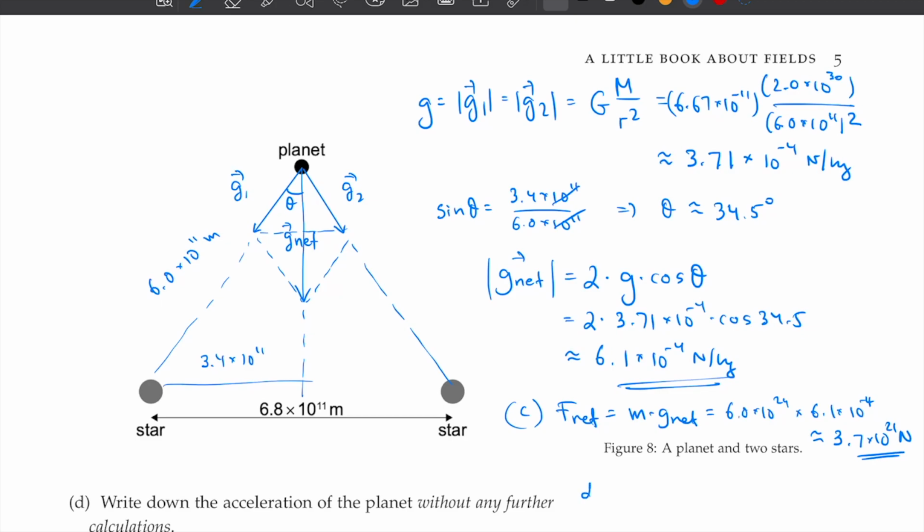It is just the weight formula, using the weight formula in this more complicated scenario. D says write down the acceleration without any further calculations. Well, you could calculate the net force and divide by the mass, but wait a second, we don't need to do that because we already have the acceleration, the g net. g is really just an acceleration. Remember, newtons per kg is meters per second squared. So I know that the acceleration of that planet is going to be 6.1 times 10 to the -4 meters per second squared.